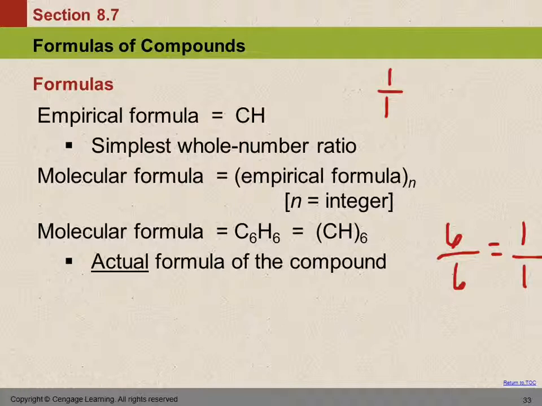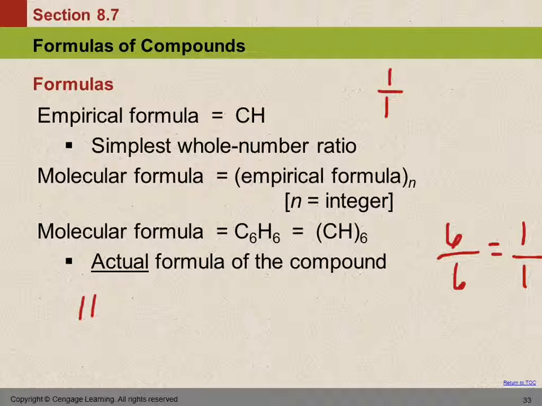And so the empirical formula shows the subscripts in their lowest form. The molecular formula is the actual formula of the compound and shows how many atoms of each element are actually present. So what ends up happening is that the molecular formula is some multiple of the empirical formula. So the empirical formula times n, where n is an integer, 1, 2, 3, 4, 5, that sort of thing.